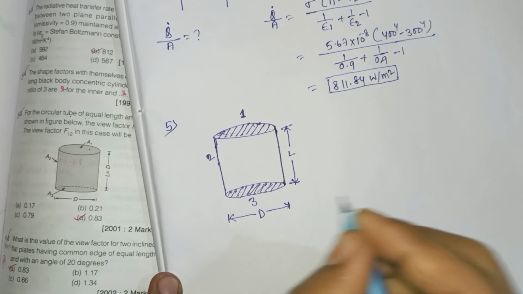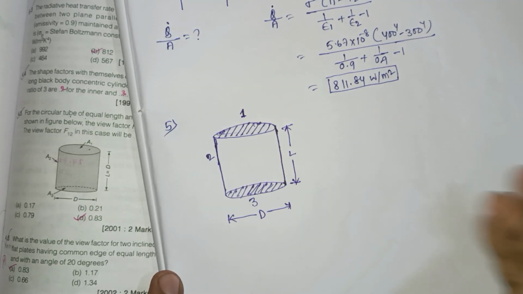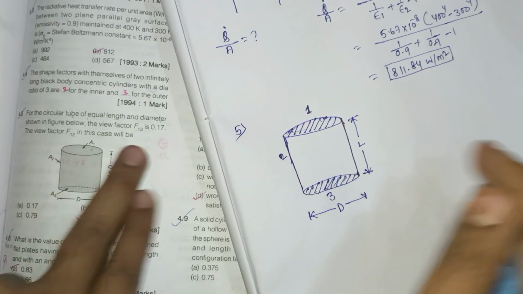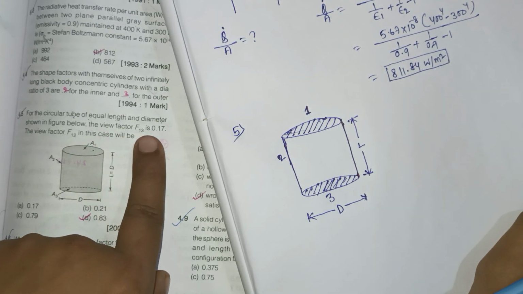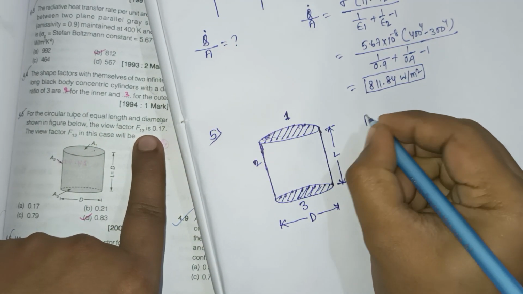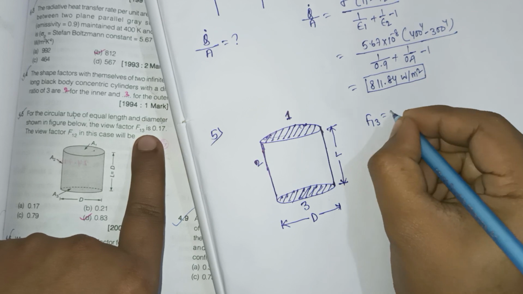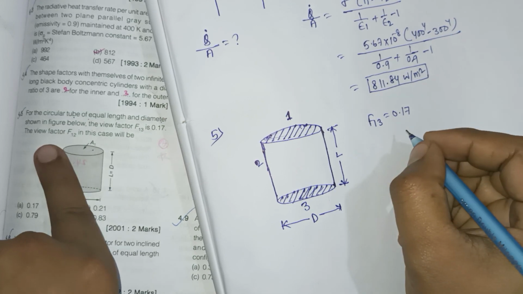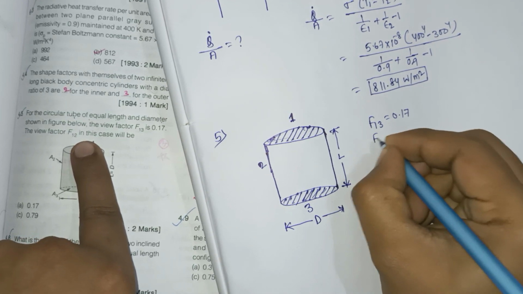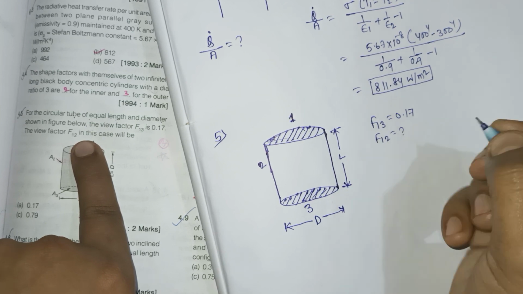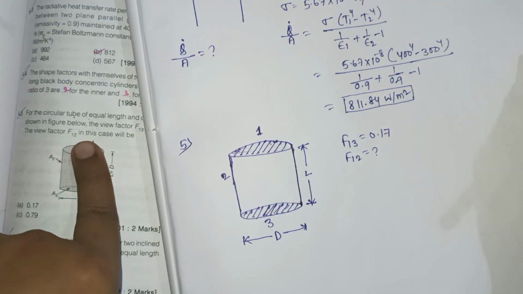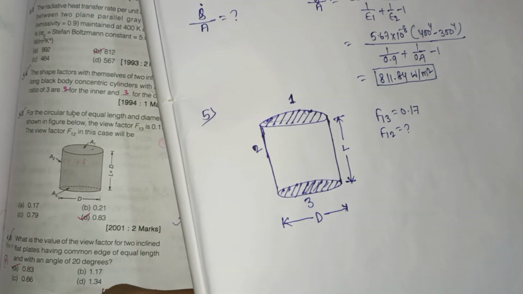Okay, this is the diameter. Now, what is given? The view factor F13 is given, that is equal to 0.17. You have to find out the view factor F12. How do you find out this value?